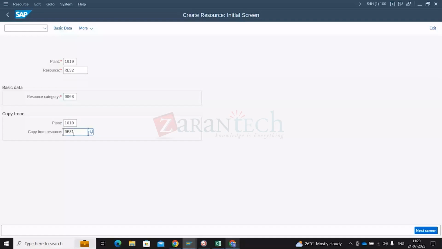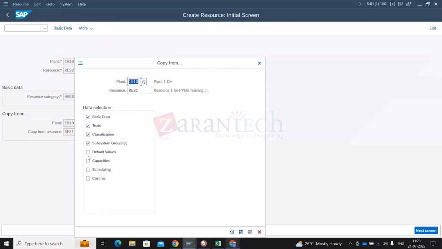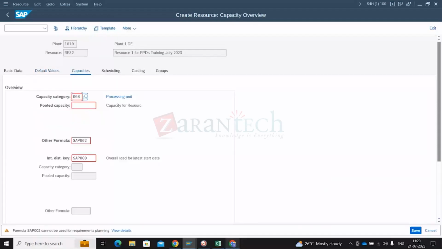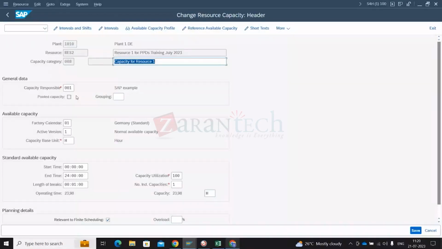You can use my resource because you can specify plant while you create your own resources. Okay. And I'm going to copy all these things, default values also, capacities also, and scheduling also. No costing, by the way. I never maintained it. So let us copy it. Fine. Control key is fine. Capacities is fine. Okay. Everything is maintained. Only thing here is I'll just make it 90% for the other resource. Okay. And it's good.